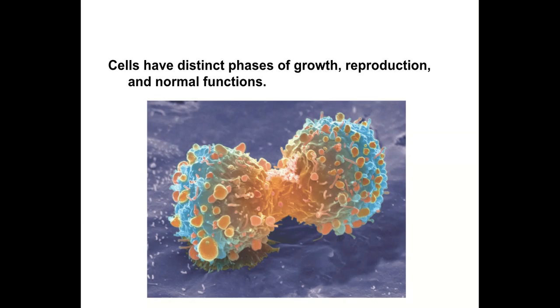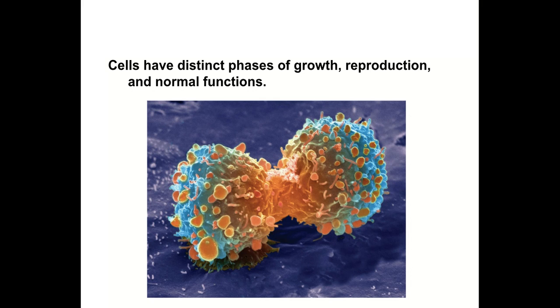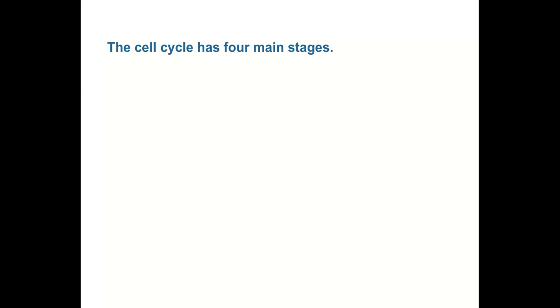Hi, in this video, we're going to talk about the cell cycle. Essentially, cells go through growth, they make more cells in the form of reproduction, and they have to go about their normal everyday functions. And sometimes that involves making more cells.